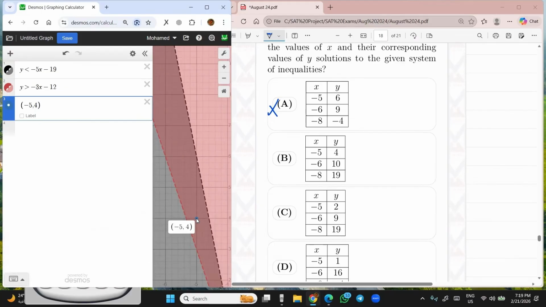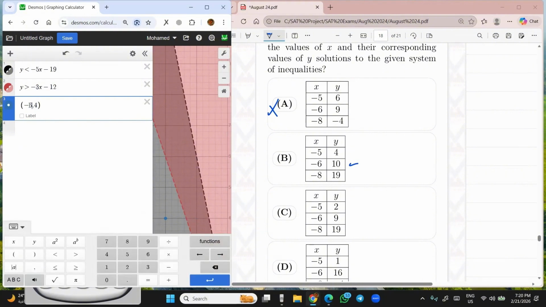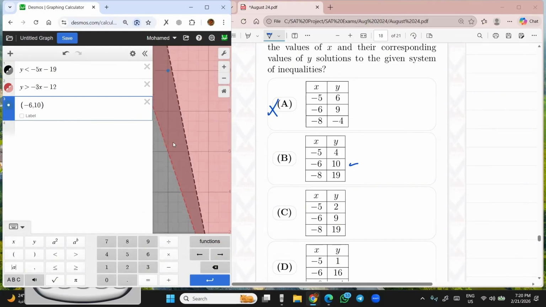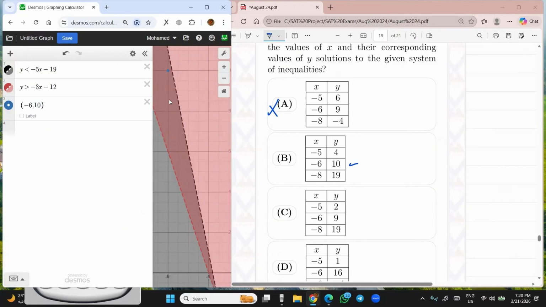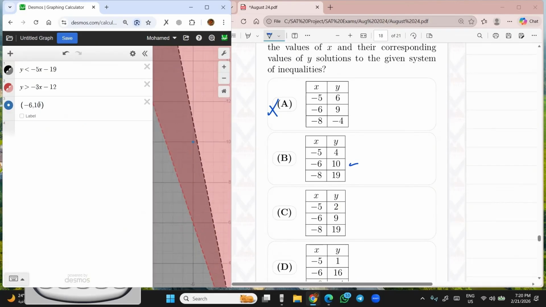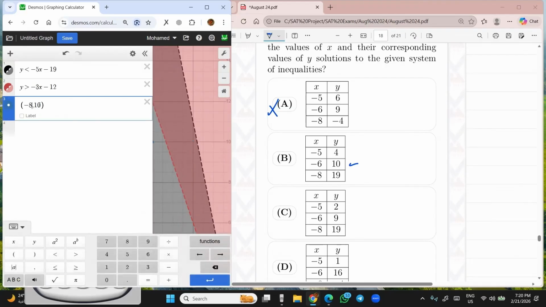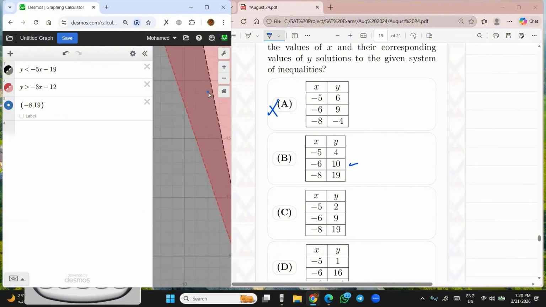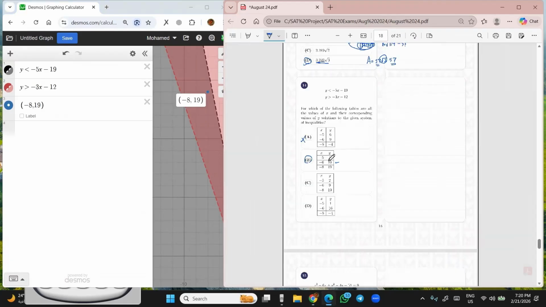Yeah, the point is inside the shaded region of the solution. So let's check the second point in the same table, -6 and 10. Instead of -5, we make it -6, and this 4 to be changed to 10. Let's see where the point lies. Yeah, it's inside the shaded region as well. And the last one is -8 and 19. Let's check the point. The point is still inside the shaded region, which makes B the correct answer.